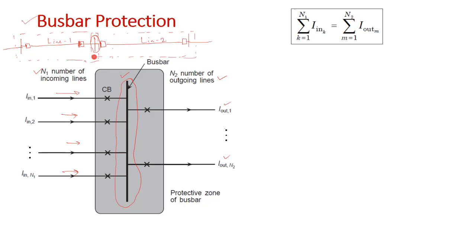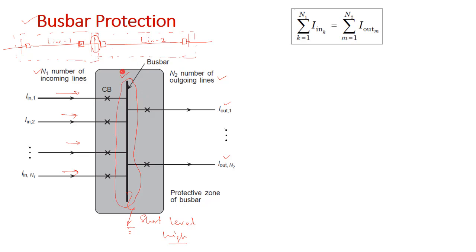But in fact they will act as the backup protection for the bus bar. It will not act as the primary protection scheme. Therefore, as the system is moving more and more towards a high voltage system, and when the short circuit happens in the bus bar, the short circuit level becomes very high.